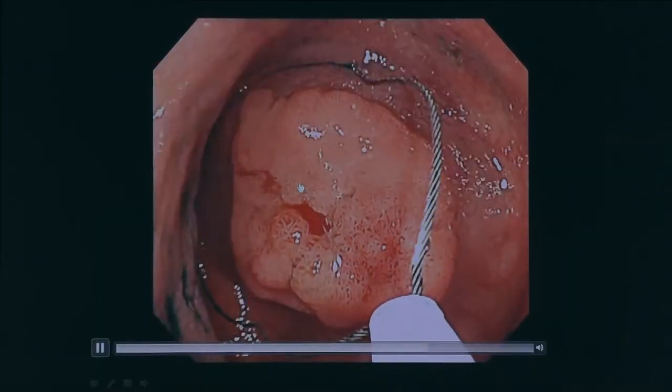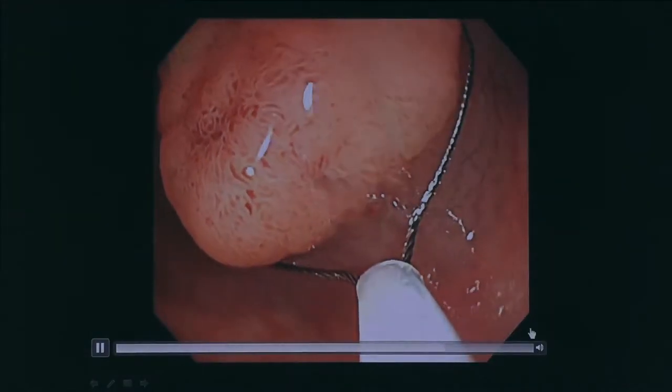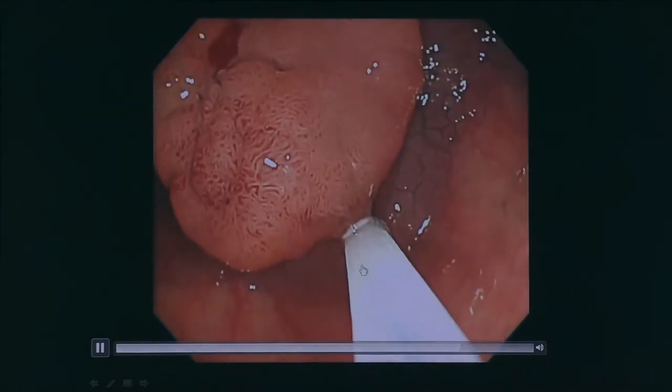I put the snare between the lesion and the muscle layer, so just in between.